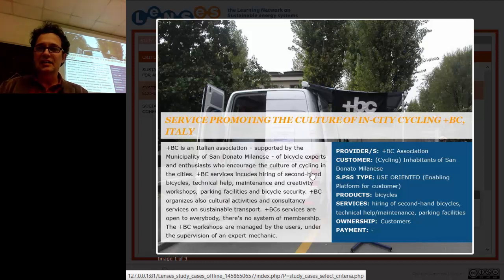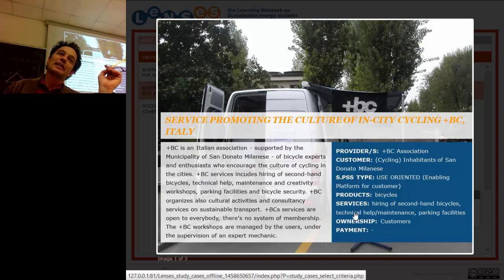And what they are actually offering is hiring second-hand bicycles. In this case, they even make some money out of that. They are giving courses on how to repair bicycles. They are running creative workshops. They are even dealing with multimodality.